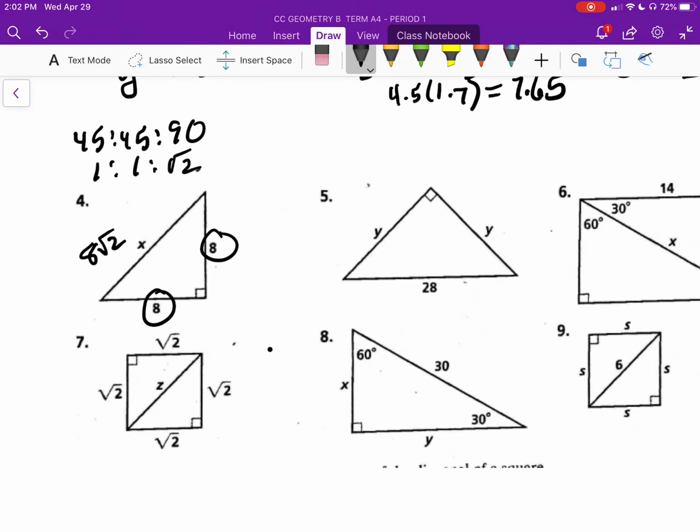For example, number 5, you notice both sides are the same. And again, this is this alternate case. So y in this case is going to be equal to 28 times the square root of 2 over 2, which is just going to be 14 times the square root of 2.